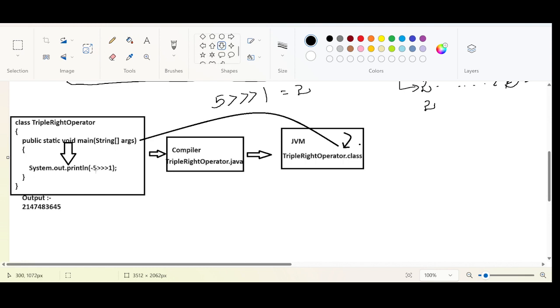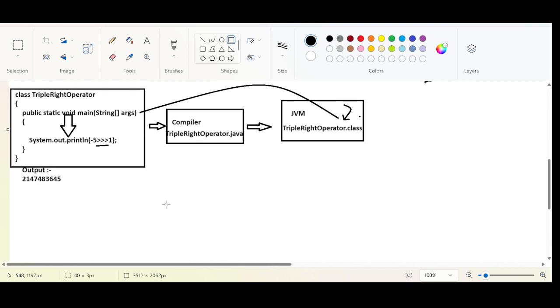So what now? What will the JVM do? I have already said, whenever it sees the triple right shift operator, right, a register will be created, or memory will be allocated considering the integer data type. Triple right shift means by default the computer will allocate memory according to the integer data type. What is the size of the integer data type? 4 bytes. 4 bytes. This is 1 byte.